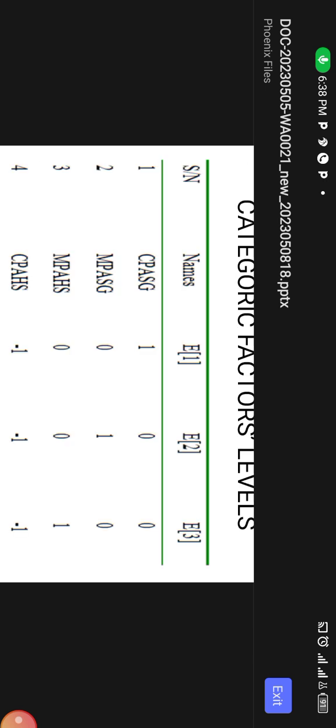This is the table showing the factors and levels. E means category factor with 3 runs, that's E1, E2, E3. That means run 1 has only CPASG, that's 1, 0, 0. Run 2 has only MPASG, which is 0, 1, 0. Run 3 has only MPAHS, which is 0, 0, 1. CPAHS, which is the last one, has minus 1, minus 1, minus 1. It serves as the reference level in which every other adsorbent type is excluded.